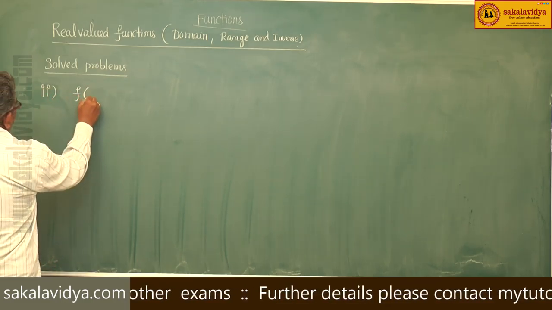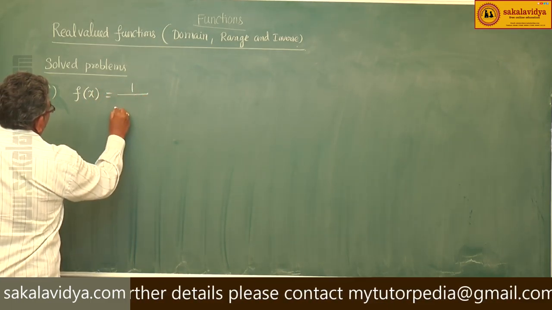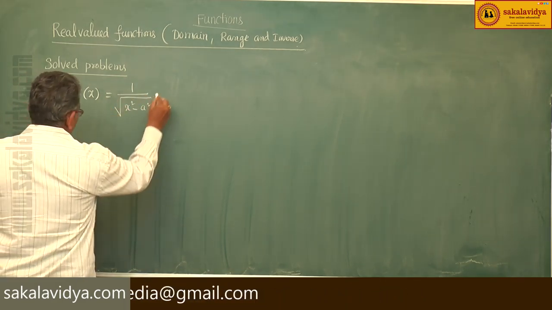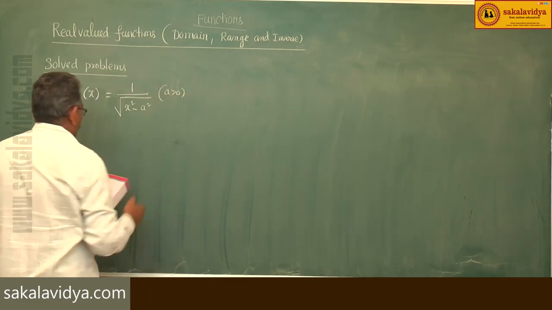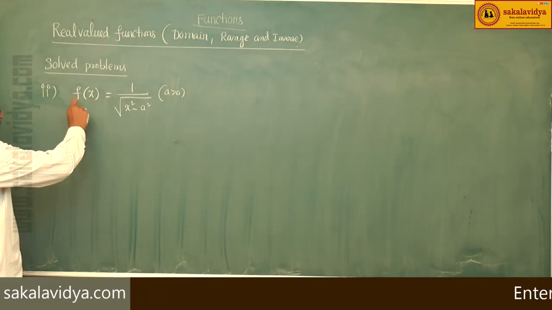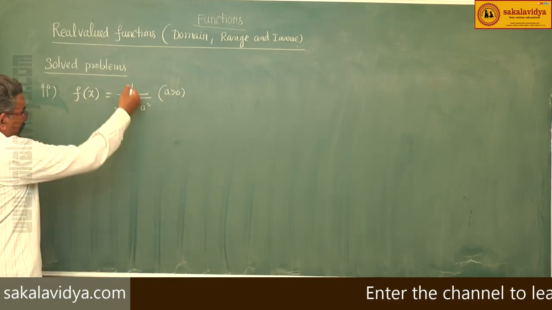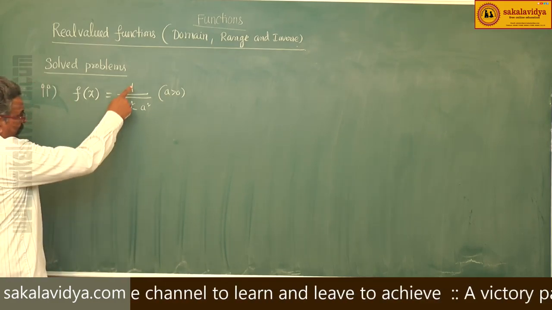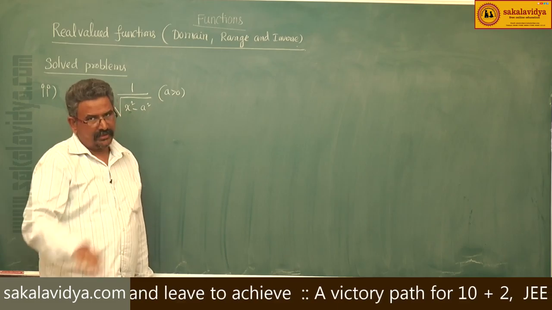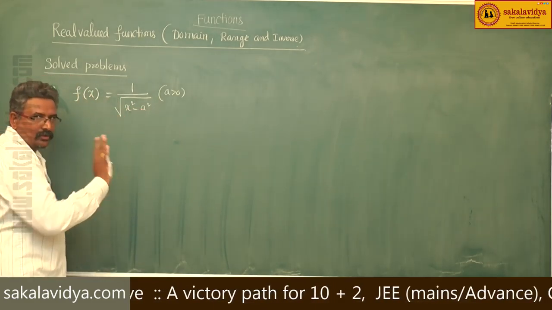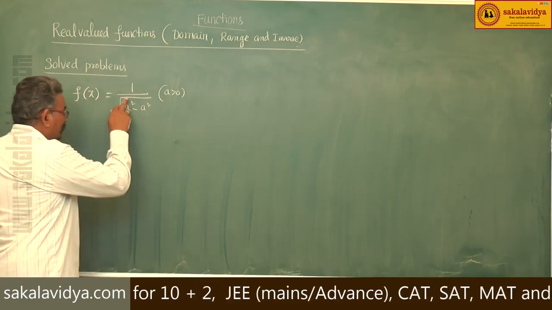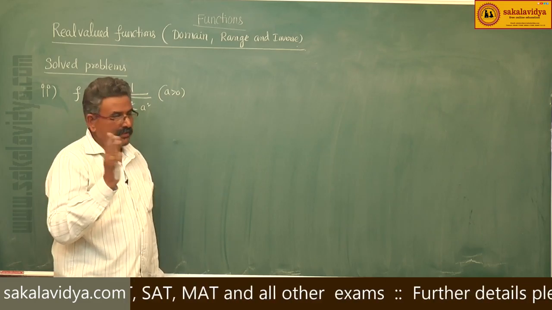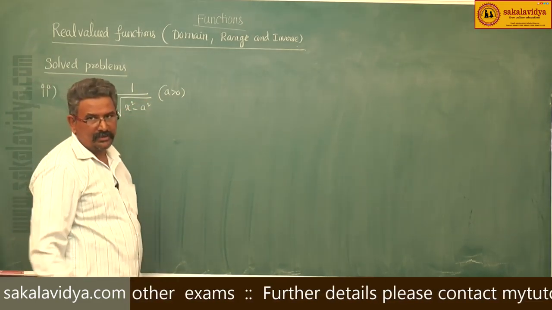Second one, f of x equals 1 by root of x square minus a square, where a is greater than 0, positive. In order to find the domain of this function, which is in the form of 1 by root of g of x, if g of x is equal to 0, it becomes 1 by 0, which is not defined. That means x square minus a square should not be equal to 0. And since root is there, for the root of a negative number we get a complex number.